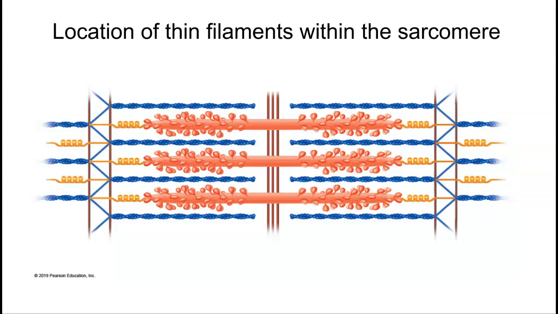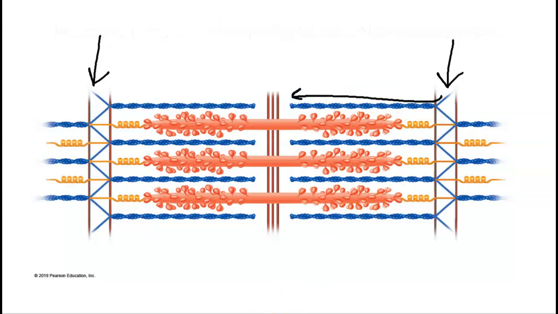Let's take a look at the structure of a thin filament. This is a diagram of a sarcomere. Here's the boundary of this one sarcomere, and we can see the thin filaments in blue projecting into the sarcomere. Let's take a closer look at the thin filament.